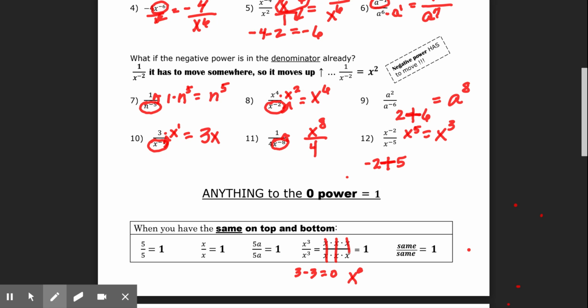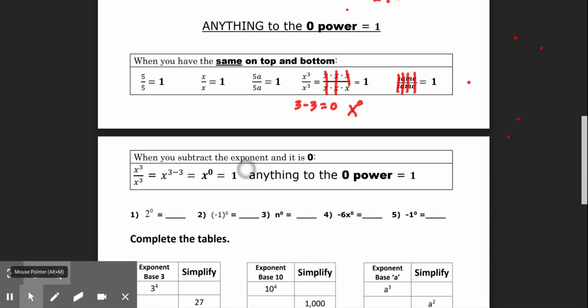So long story short, anything to the 0 power is equal to 1. Just like the word same divided by the word same. The S, the A's, the M's, the E's all cancel out. When you divide and they cancel out, it cancels out to be a 1. All right, let's go ahead and look on the back side.